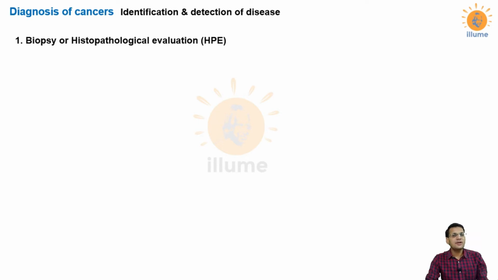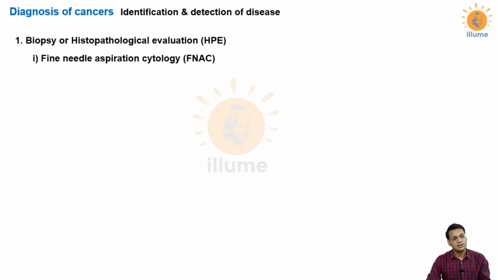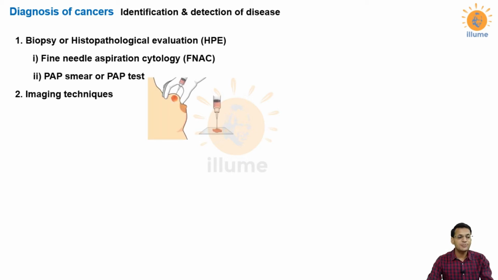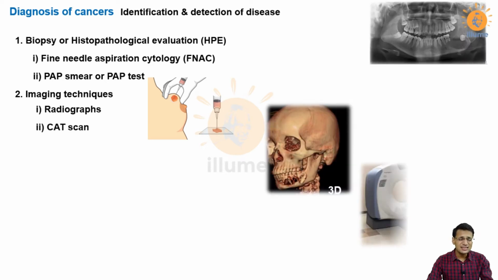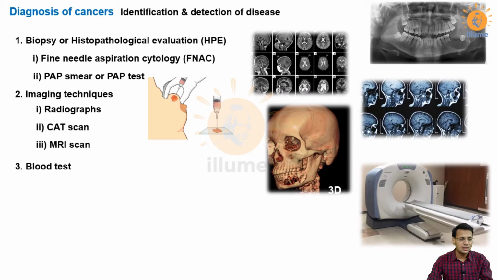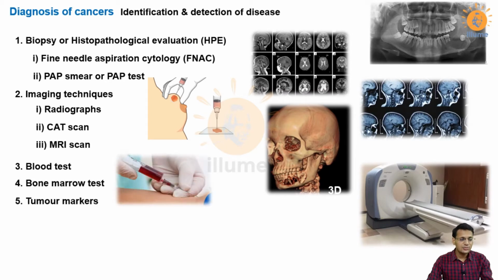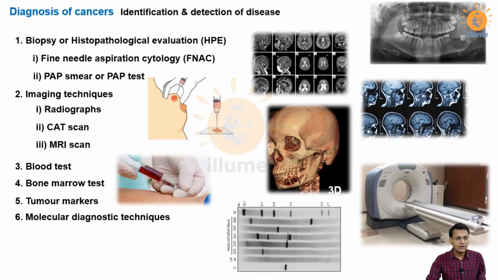Now there are certain ways by which cancers can be diagnosed, and today we will discuss them. Biopsy or histopathological evaluation, in which there are different kinds of biopsies like FNAC, fine needle aspiration cytology, then Pap smear, certain imaging techniques like radiographs, CT scans, MRIs, blood tests, bone marrow tests, tumor markers, and molecular diagnostic tests. So let's discuss them one by one.